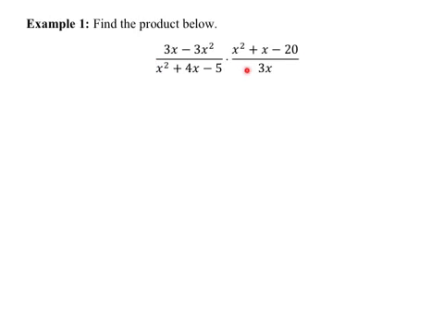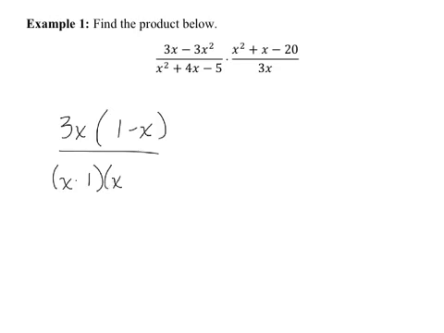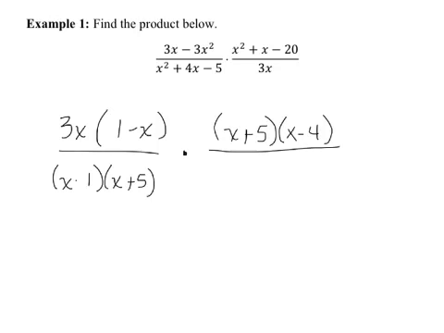So in the upper left, I'm going to say I can take out a 3x up here, leaving behind 1 minus x. In the bottom left, this will factor simply into x minus 1, x plus 5. Then on the top right, we're going to have x plus 5, x minus 4. And then finally in the bottom, we leave this as 3x. And what we'll notice is step 2 says to vertically cancel or cross-cancel if we can. Well, what we'll notice here is that these cancel. Those are cross-canceling. These are cross-canceling.